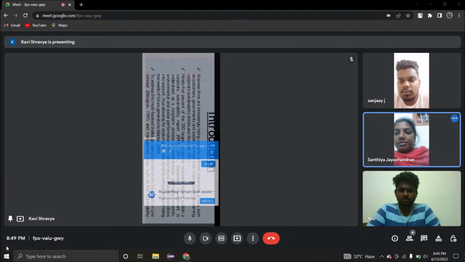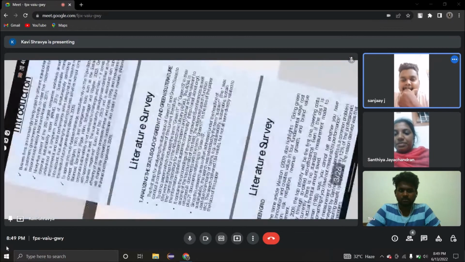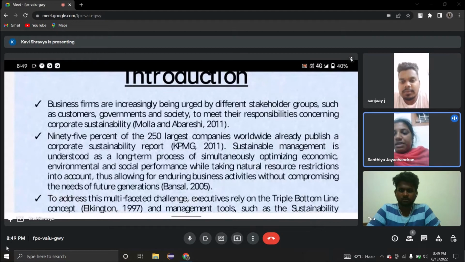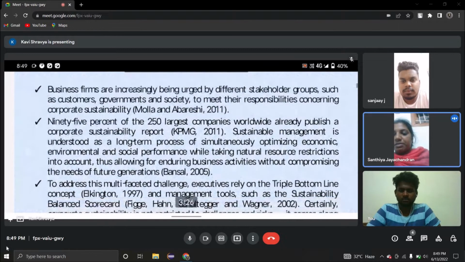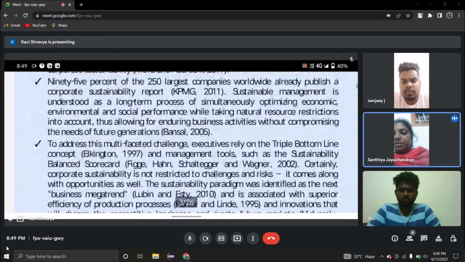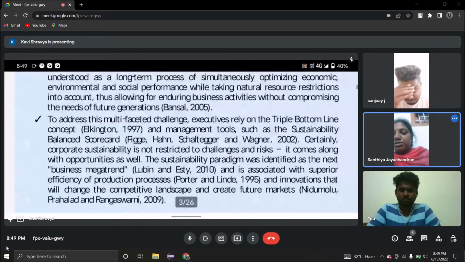Sustainable management is important. 95% of the 250 largest companies worldwide already publish a corporate sustainability report. To address these multifaceted challenges, companies rely on the triple bottom line concept, and management tools suggest the sustainability balanced scorecard. Certainly, corporate sustainability is not restricted to challenges and risks.